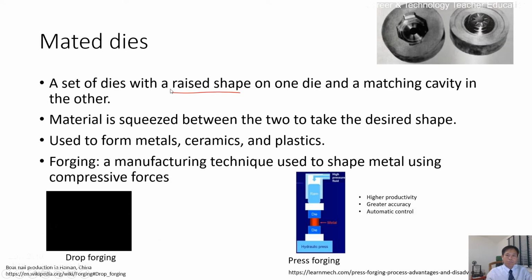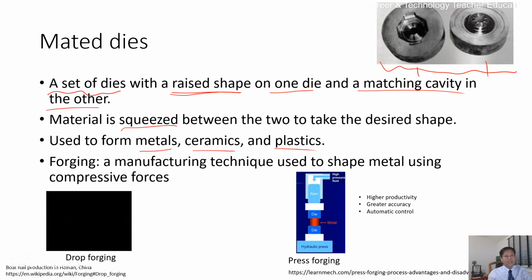The second type is mated die. This is an example of a mated die. This could be the bottom, this could be the top. We can put an object between the top and bottom dies, and they create our desired object. A mated die is a set of dies with a raised shape on one die and a matching cavity in the other. Material is usually squeezed between the two to take the desired shape. Mated dies can be used to form metals, ceramics, and plastics.